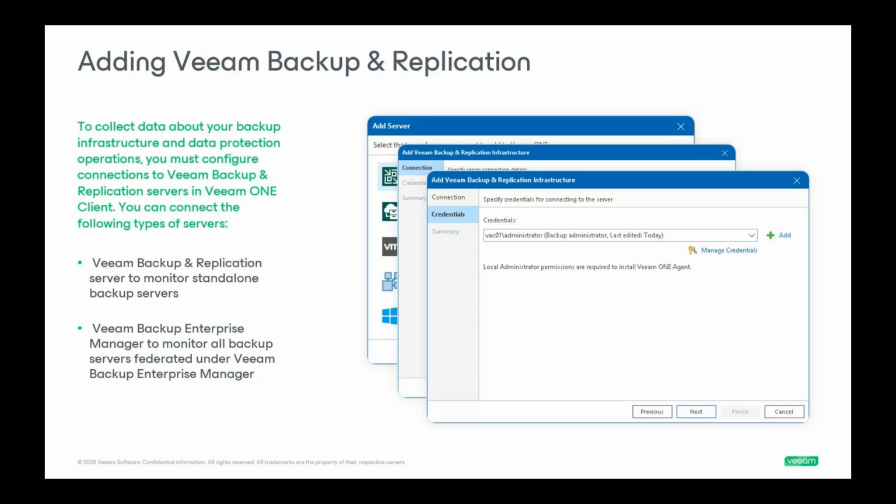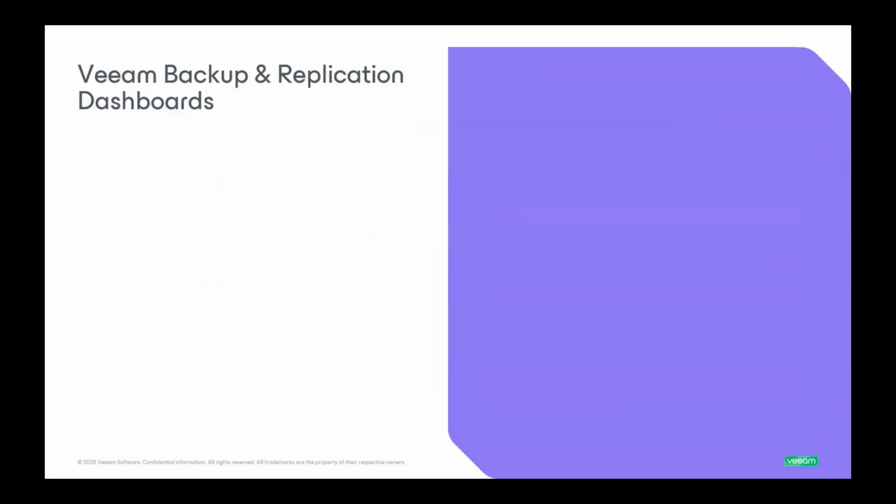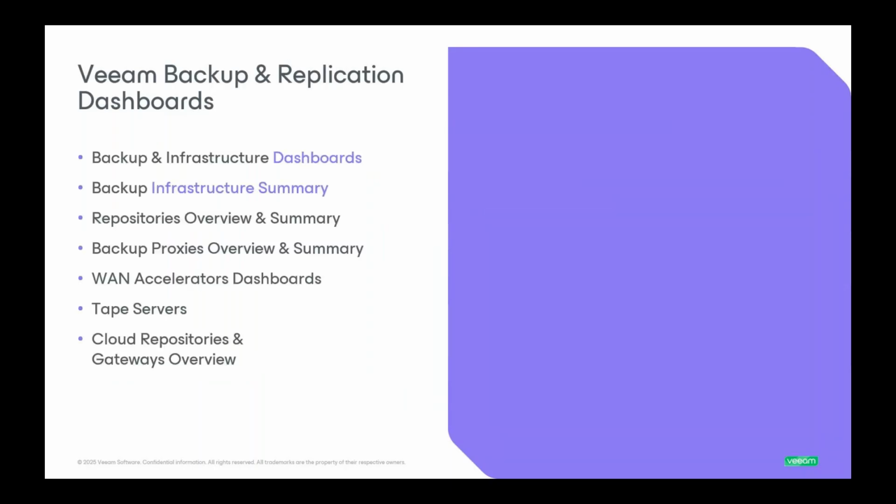And then once we get into the next screen here, which is just the dashboard, we're going to see all of the information start filling in. As soon as that server is added, whether it's VBR or Enterprise Manager, it's going to start filling out that inventory pane, and you're going to see things as follows. You're going to see backup job summary. You're going to see repositories, proxies, WAN accelerators, tape servers, cloud repositories, things like that are all going to start filling in so you can get some more information on them.